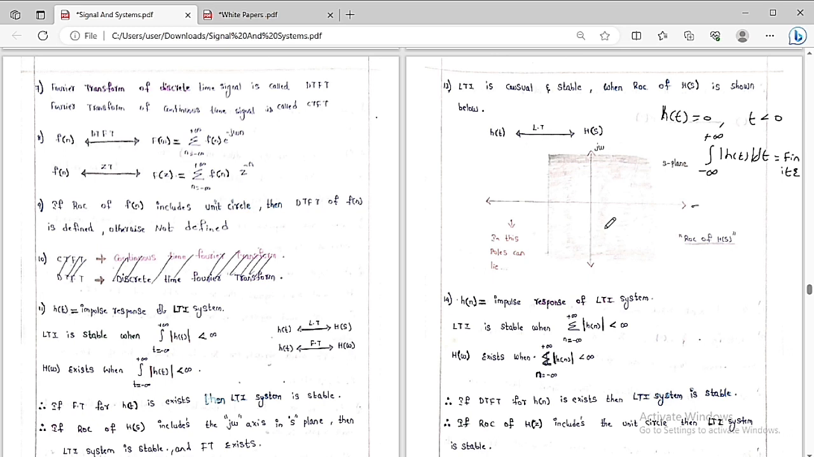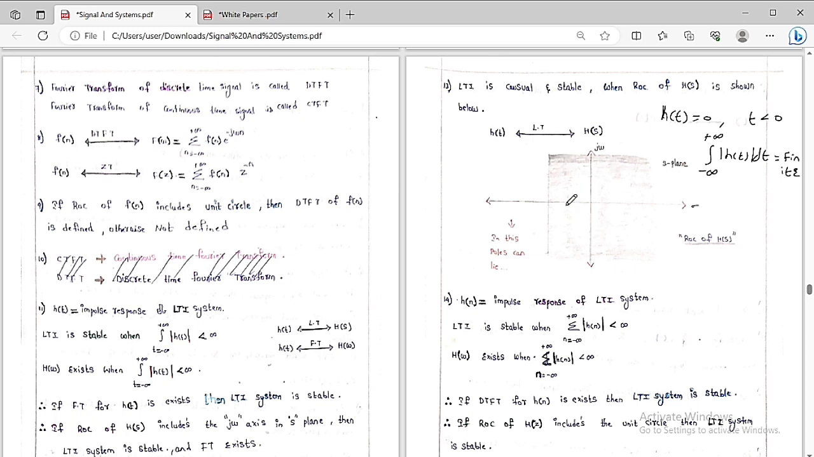So finally I can say that if a given LTI system is causal as well as stable, it means the impulse response is a right sided signal, meaning H of t is equal to 0 for t less than 0, and as the LTI system is stable, it is absolutely integrable. If the signals are absolutely integrable, then definitely the Fourier transform is also going to exist. If the Fourier transform exists, the ROC should also include the imaginary axis. Therefore this is the region of the ROC.